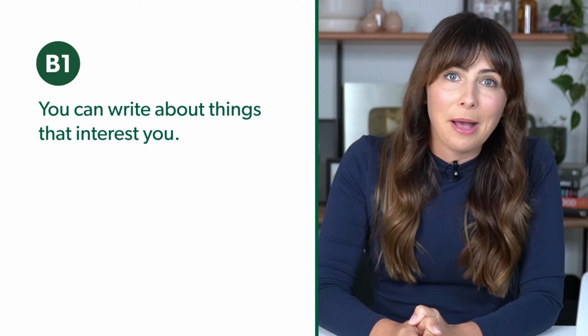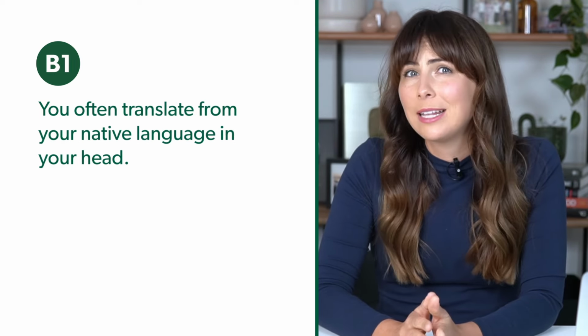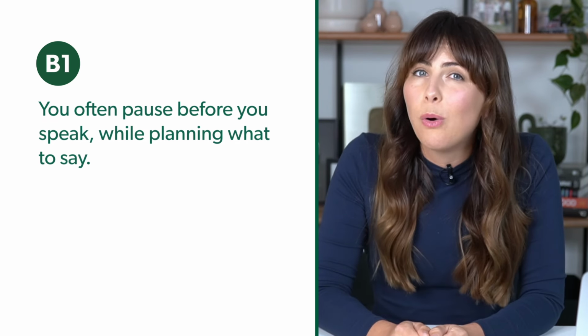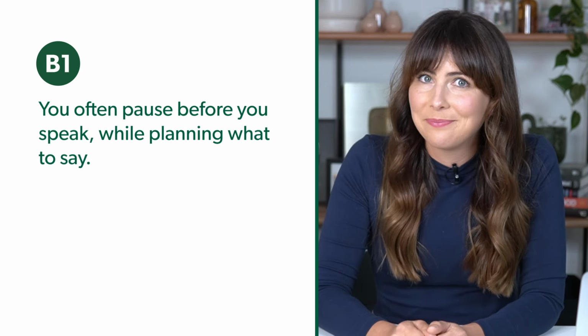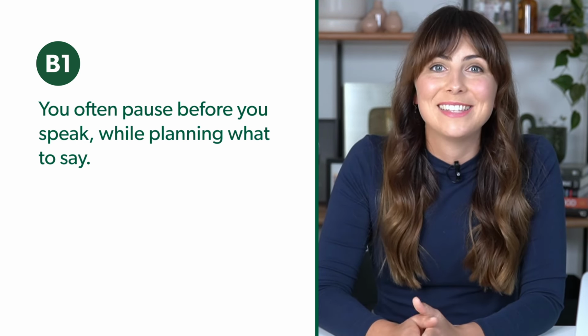You can write about things that interest you, and perhaps you're still translating from your native language regularly in your head. Maybe you pause before you speak while you plan what to say next. These are all characteristic of a B1 intermediate learner. B1 is a brilliant level to reach.